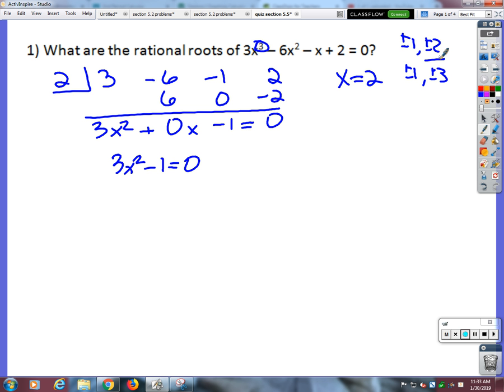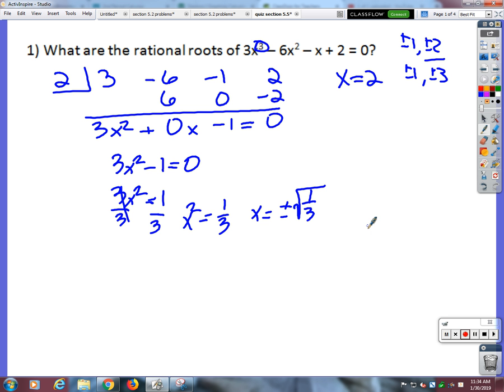So now I have this broken down to 3x squared minus 1 equals 0. How do I solve that? Add 1, and then divide by 3. So x squared equals 1/3, which means x equals plus or minus the square root of 1/3. So there are your 3 answers. X equals 2, x equals the square root of 1/3, or x equals negative square root of 1/3.